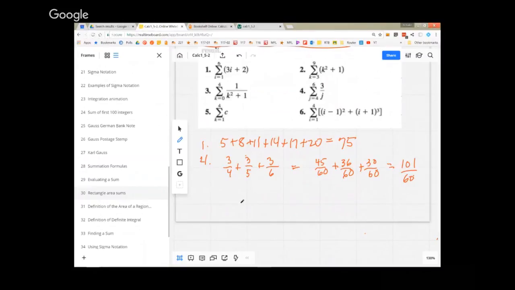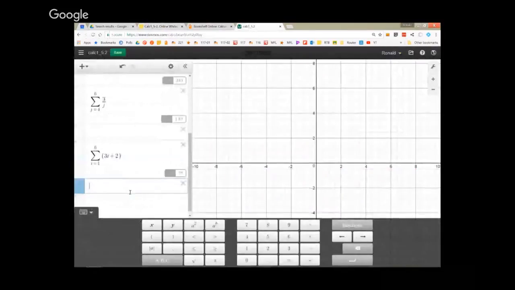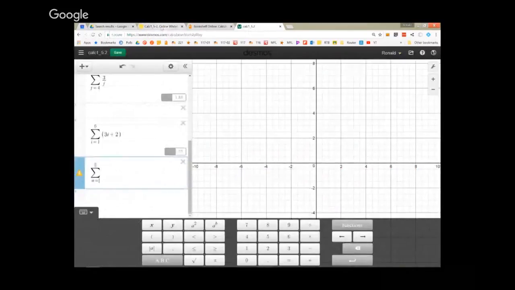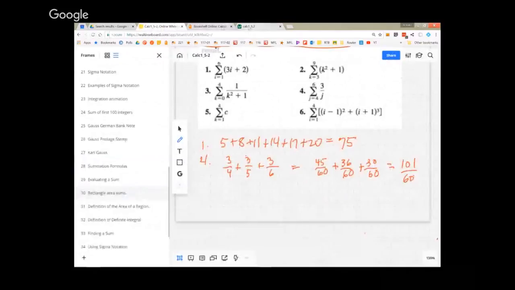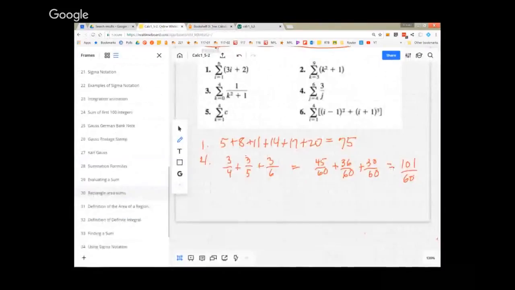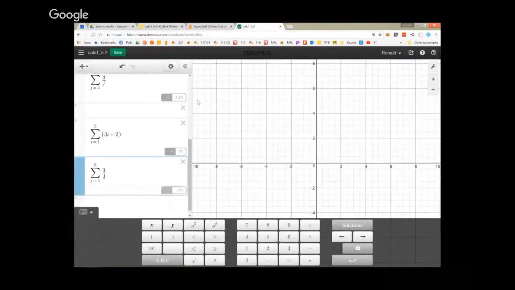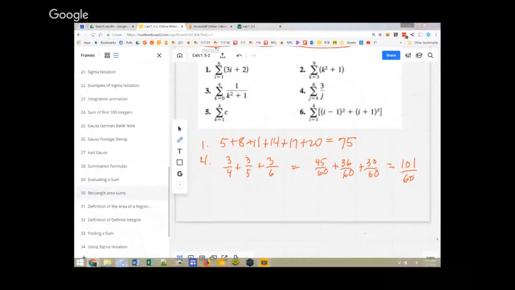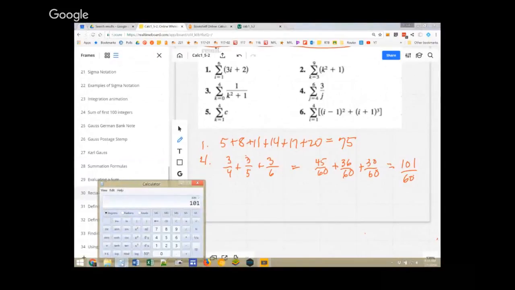Check that one out on Desmos. So 81 plus 30 is 111. And we're using the variable J, 4 to 6. So change that to a J, 4 to 6. And then for my expression, I need 3 over J. Okay, well, you get the decimal equivalent. Let's check that. 1.85. So if we go back here, 101 divided by 60. Okay, I think we get the correct answer.